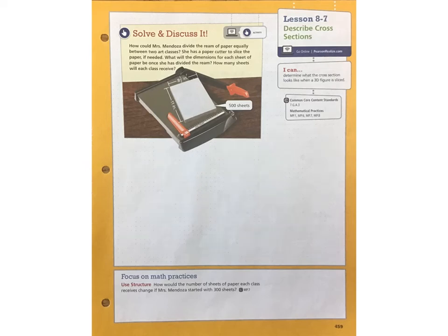Lesson 8-7, describe cross-sections. In this lesson, you're going to learn how to determine what the cross-section looks like when a three-dimensional figure is sliced. Take a look first at the solve and discuss it.